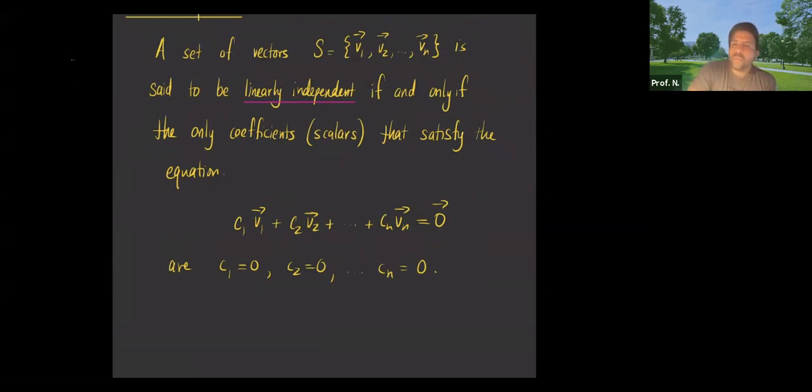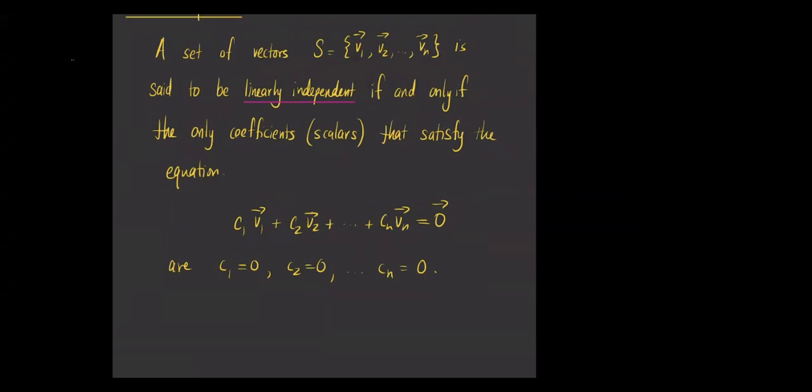So no zero vector. What do you mean by that, Mir? What do you mean by no zero vector? Like that, any v sub i can't be the zero vector. Right. So we'll talk about that.